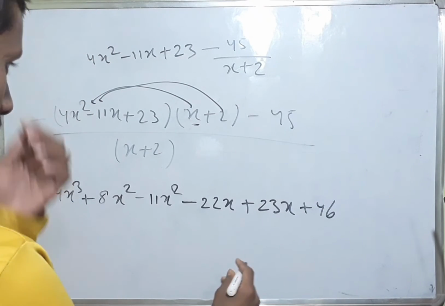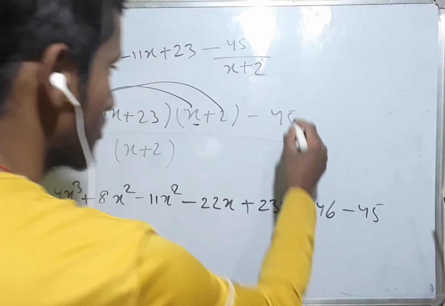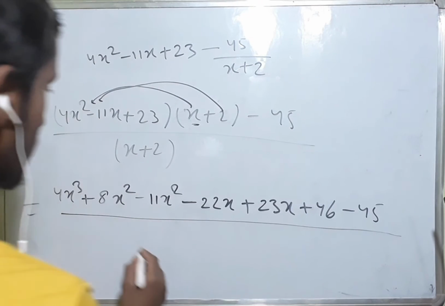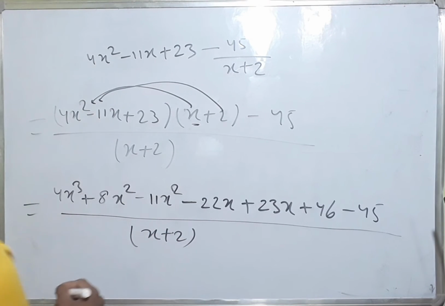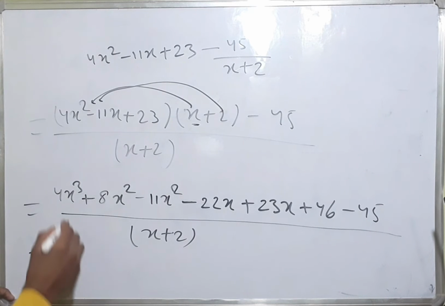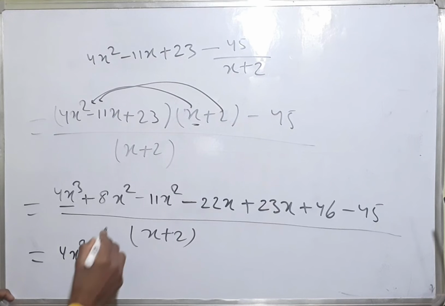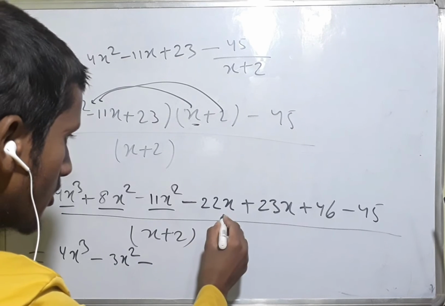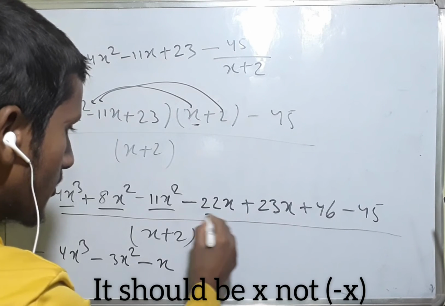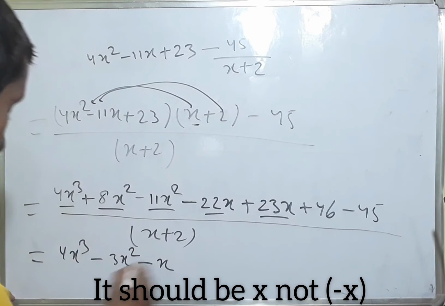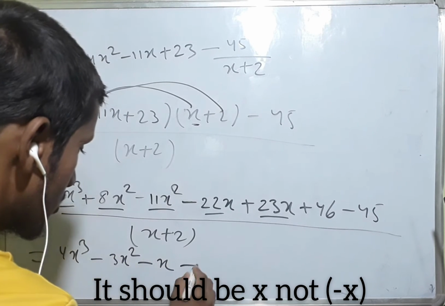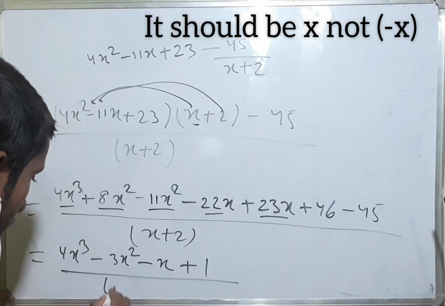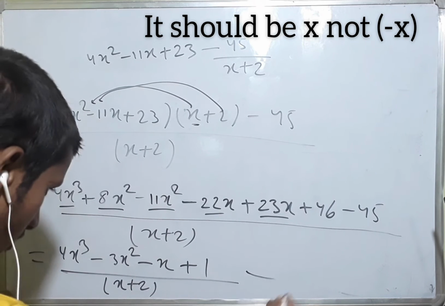Okay, minus 45, as this was the remainder. Now this will be divided by x plus 2. Let's further simplify this. So we have 4x cubed as it is, 8x squared, and this will be minus 3x squared. Then minus x, because if you simplify this, it's going to get you x minus x, and then this will be plus 1 divided by x plus 2. So this is the most simplified form of this.